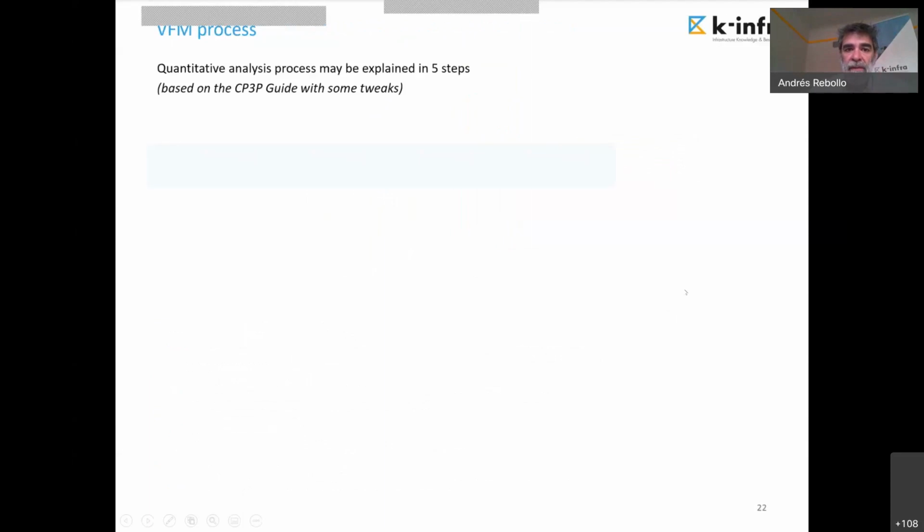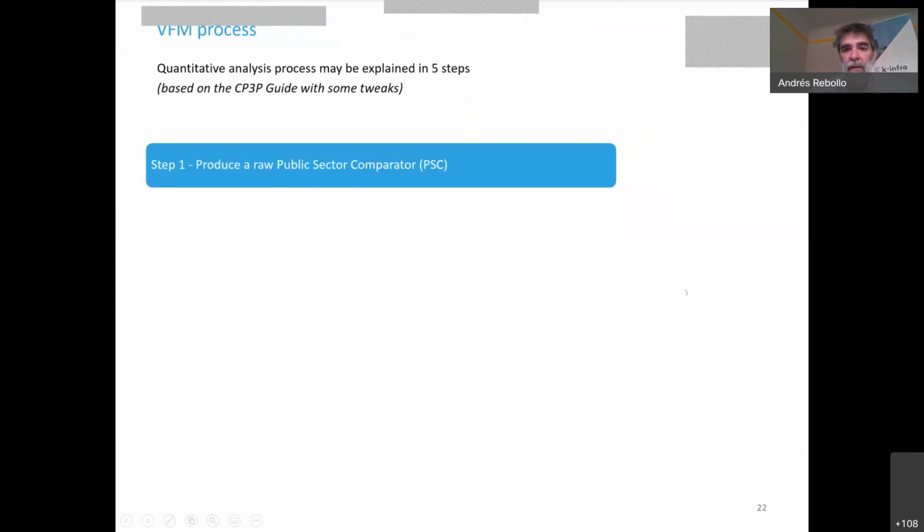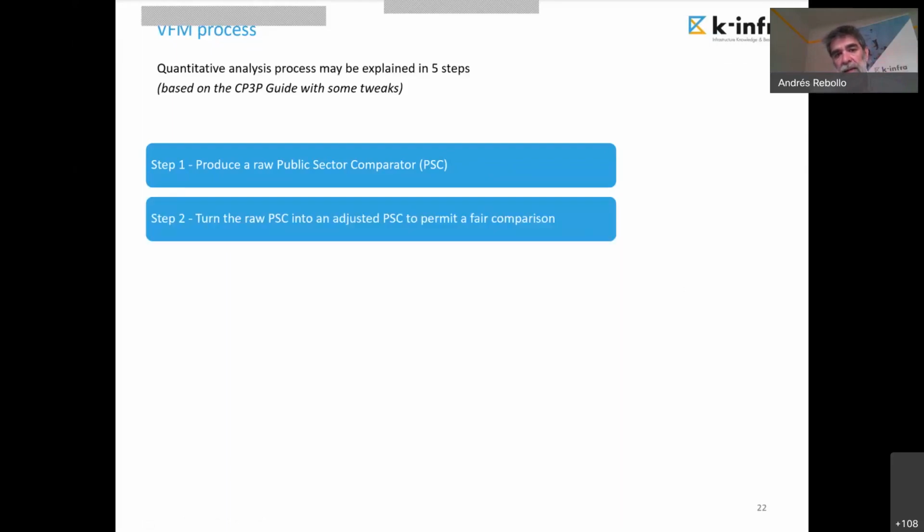Okay, the process. The PPP guide is talking about 5-6 steps. I'm making it 5 to simplify here, but this is based on the CP3P guide. Step 1, please produce a raw public sector comparator, so without adjustments. Then turn the raw PSC into an adjusted PSC to permit a fair comparison. So this is adjusting for neutrality purposes, for example, tax neutrality. The taxes as a cost in my payments should not make any difference, because it's money that in either case is going to be back to me as a government. So I should neutralize that, no?